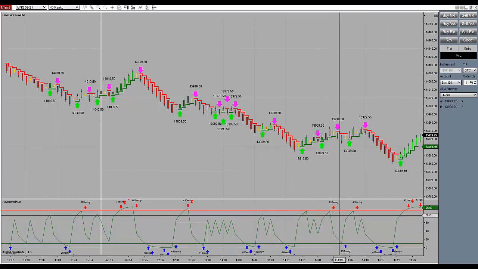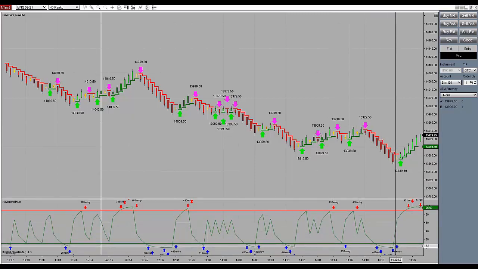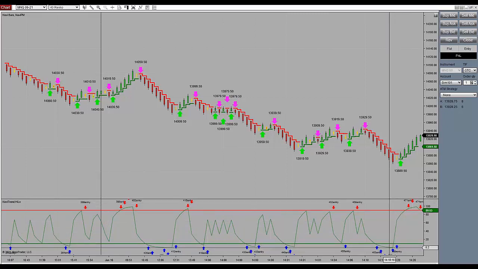On the bottom of the screen, you can see we have our high-low indicator. Notice how we went down, and we got the blue arrows. It's kind of a leading indicator of support.